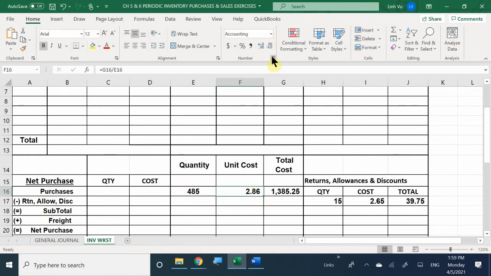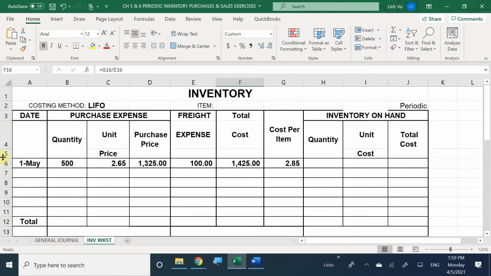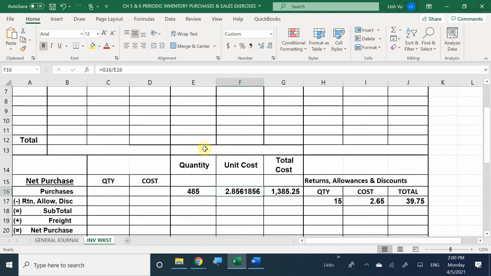Okay, and I'm going to stretch this out so you guys can see that this isn't a very nice number. From this very transaction, I originally purchased 500 on May 1st, but I ended up returning 15 of those items on May 5th to give me now a new grand total of 485, with a new grand total of 1385.25. Okay, everyone go with me so far?